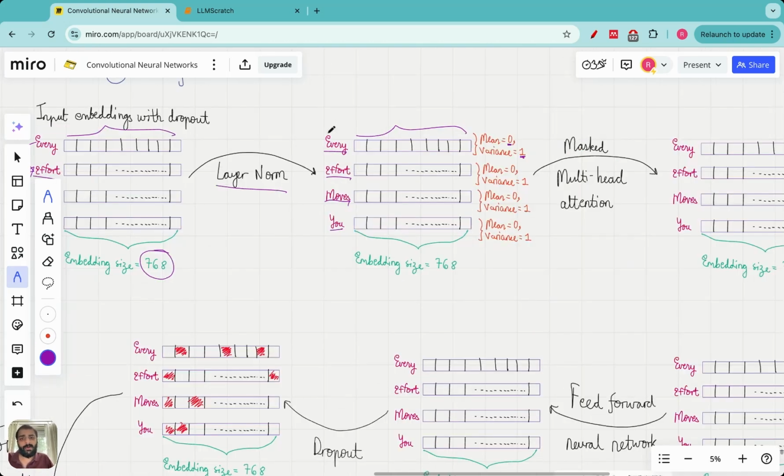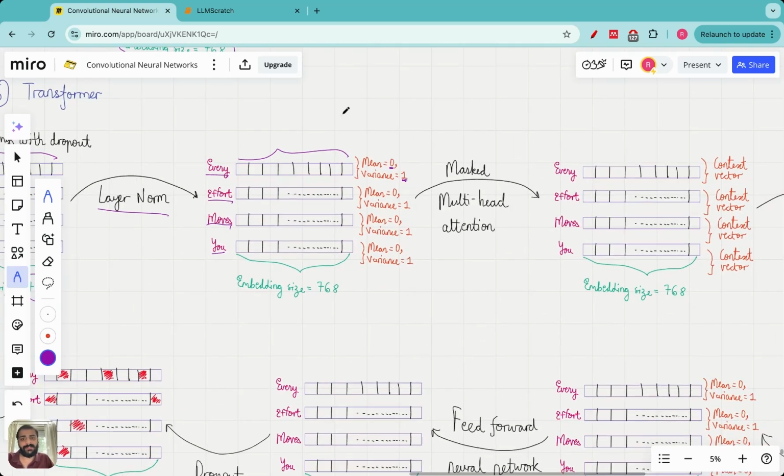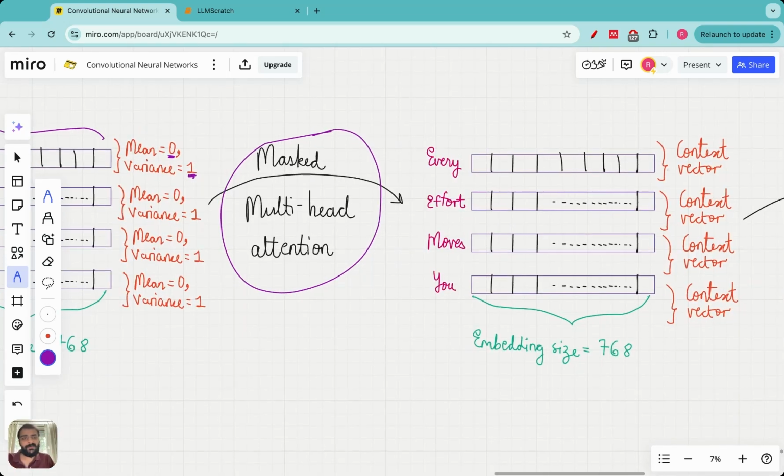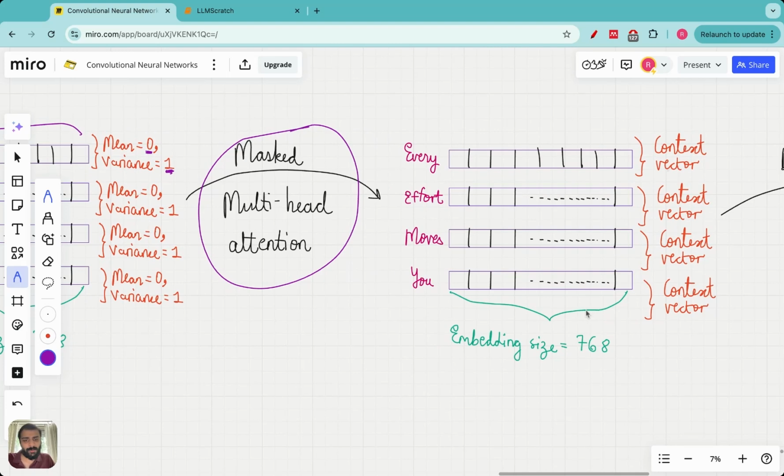Okay, after layer normalization is performed, the most important step, which is actually the engine of the transformer block, which is why LLMs work so well, is this masked multi-head attention. What is done in this step is that we take the embedding vectors and convert them into context vectors. The size of the output is the same. So for the word effort, let's say, we still have an embedding of 768 dimensions, but now this is called the context vector embedding.